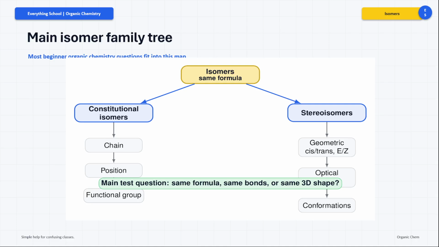Slide 5. The main isomer family tree. Start with isomers. Isomers split into constitutional isomers and stereoisomers. Constitutional isomers have the same formula but different connectivity. The atoms are bonded in a different order. Stereoisomers have the same formula and the same connectivity, but different 3-dimensional arrangement. Under constitutional isomers, you often see chain isomers, position isomers, and functional group isomers. Under stereoisomers, you often see geometric isomers and optical isomers. Geometric isomers include cis and trans, and E and Z. Optical isomers include enantiomers and diastereomers.